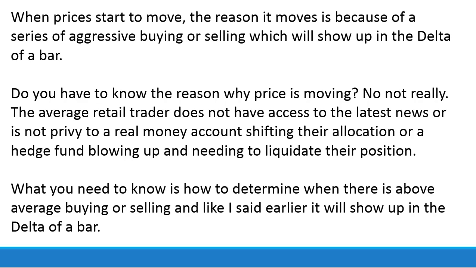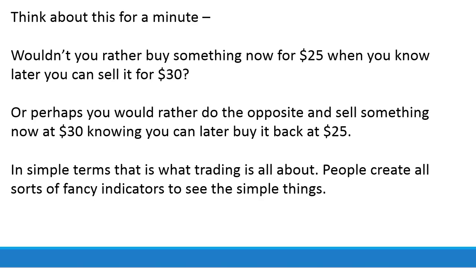So what you need to know is how to determine when there is above average buying or selling in the market. And like I said earlier, it's going to show up in the delta of the bar. So think about it for a minute. Would you rather buy something now for $25 when you know you can sell it for $30? Or do the opposite? You want to sell something now at 30, knowing you can buy it back later at 25. That's what trading is all about.